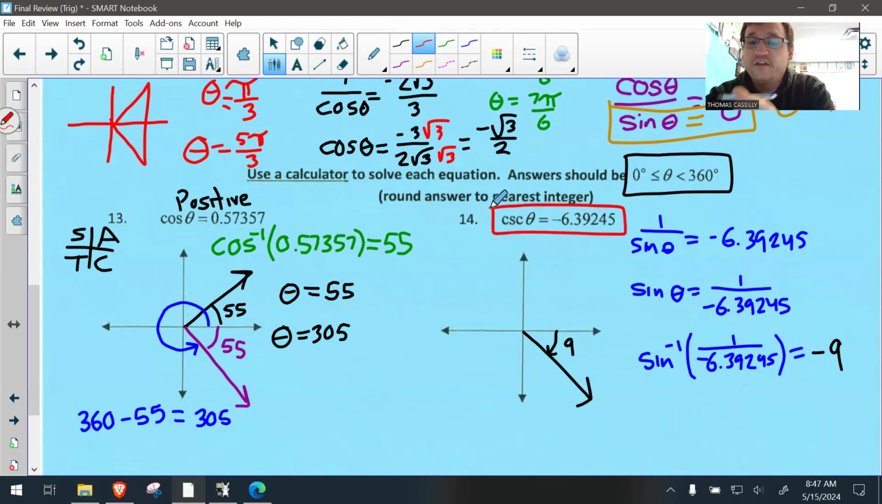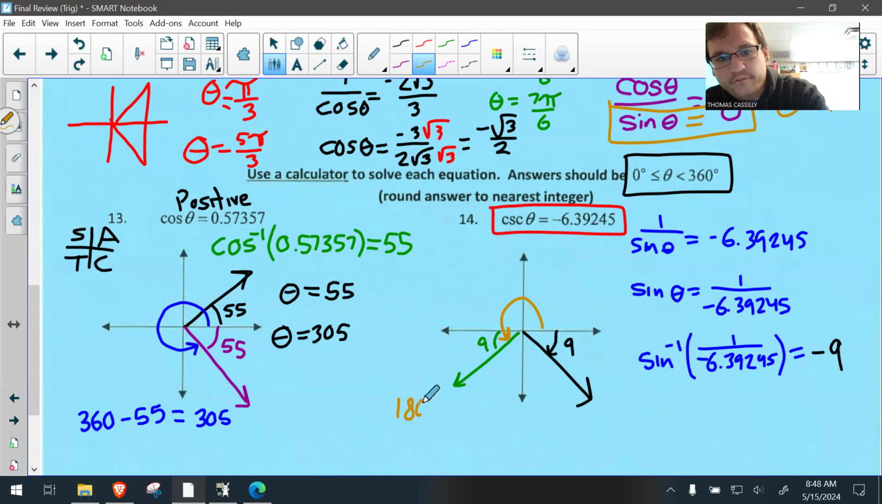So we have to think, where is sine negative? Right, so sine is negative in quadrants 3 and 4. So our answers should be down here. But again, we don't want those 9s. Those 9s are the reference angles. So we are really looking for this answer right here, which is 180, half of a turn, plus 9. So that's 189.